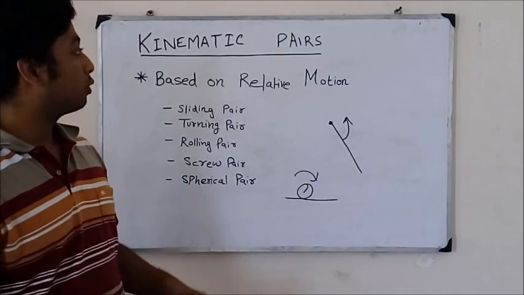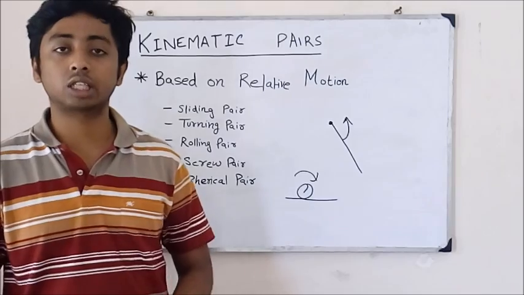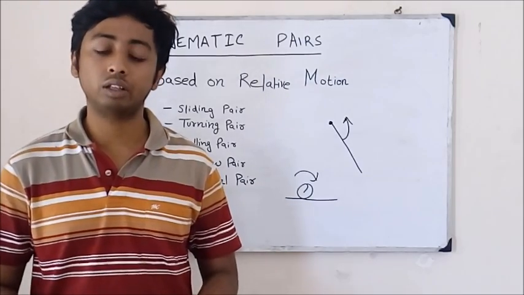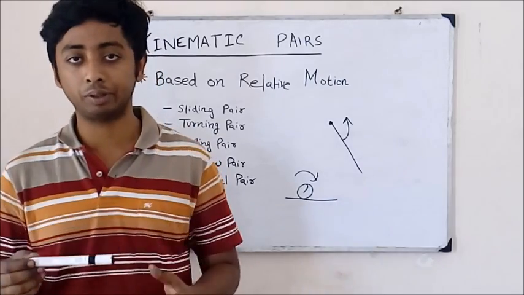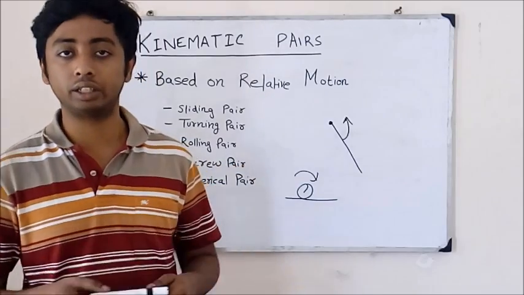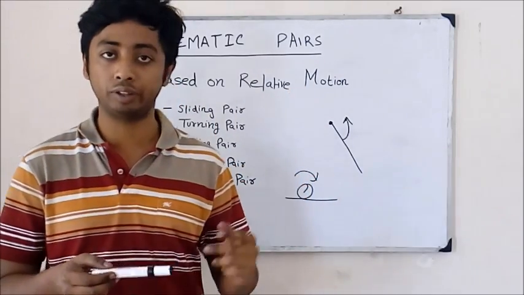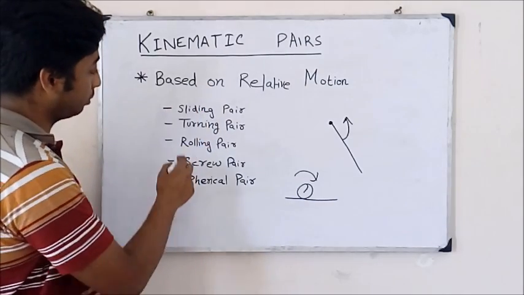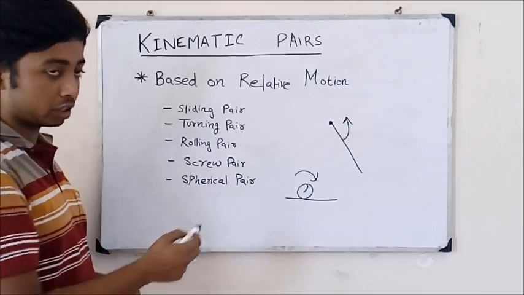So guys, now let's start with kinematic pairs. What is a kinematic pair? A kinematic pair is a system of 2 links having relative motion between them. In our previous example, this marker and our hand formed a kinematic pair. Now we can classify kinematic pairs into various categories based on the relative motion between them. We have divided the kinematic pairs into 5 categories here: sliding pair, turning pair, rolling pair, screw pair, and spherical pair.